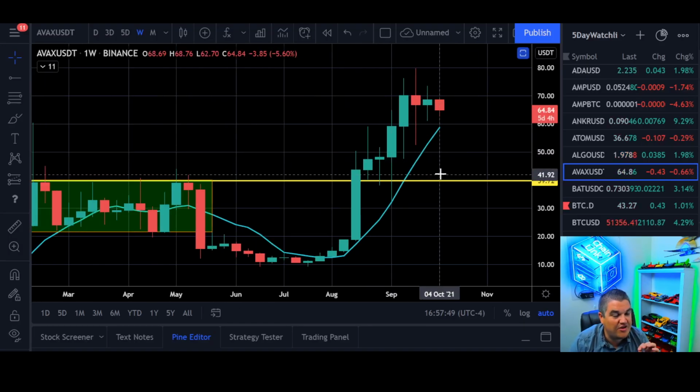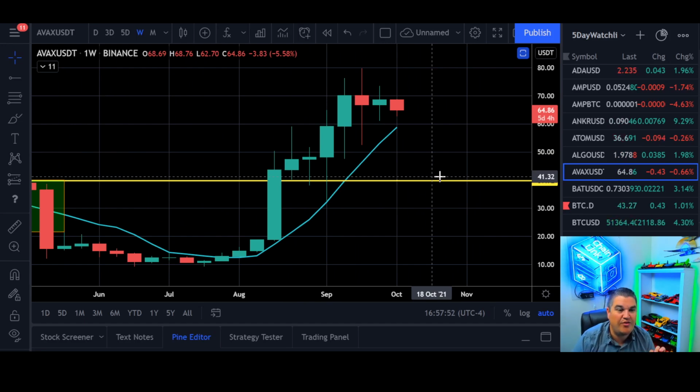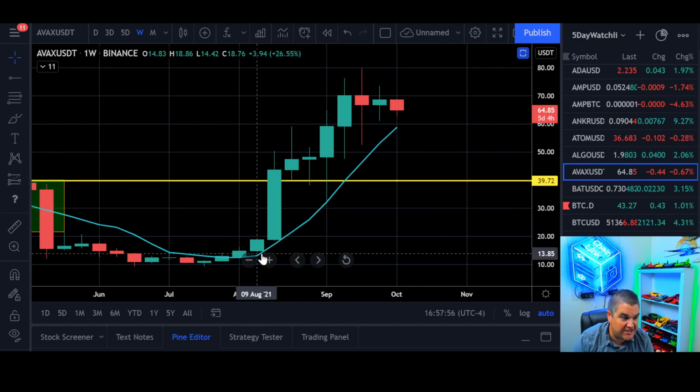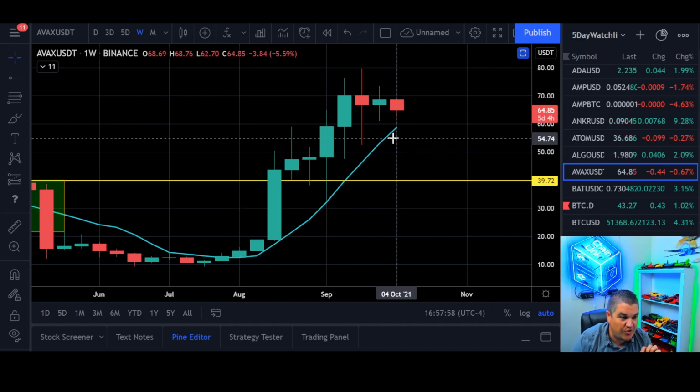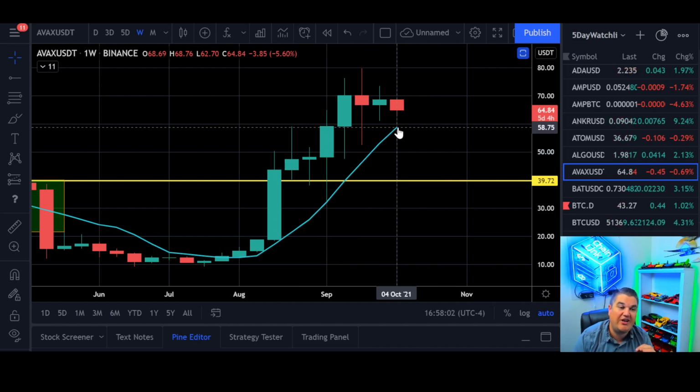Finally, we have our big macro term indicator for a lot of coins: our 8-week simple moving average. That's this blue line right here. So you want to keep an eye on this for any coin that you're in. It tends to be a good indicator of the immediate term future as a big level.